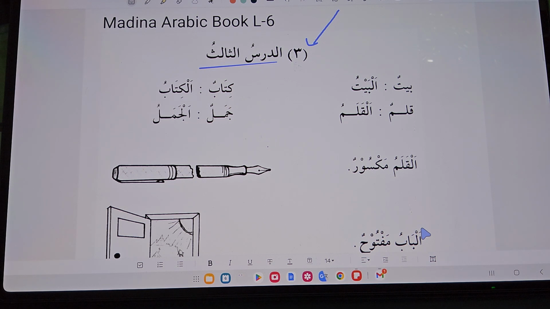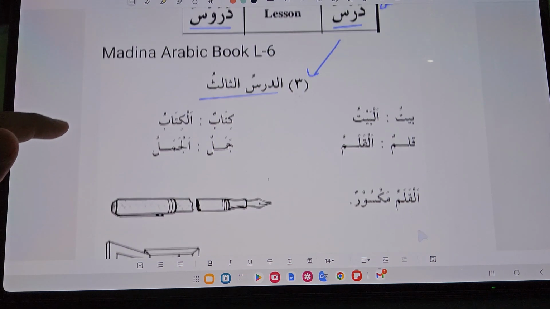Wa alaikum assalam warahmatullahi wabarakatuh. Welcome back to our Arabic lesson, Madina book. Alhamdulillah, we are in lesson number 3, inshallah. And let's read over, inshallah.